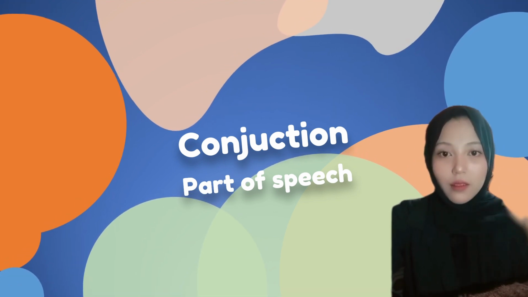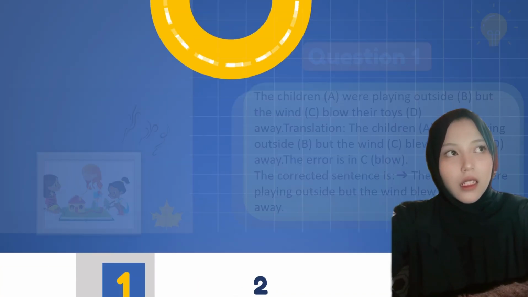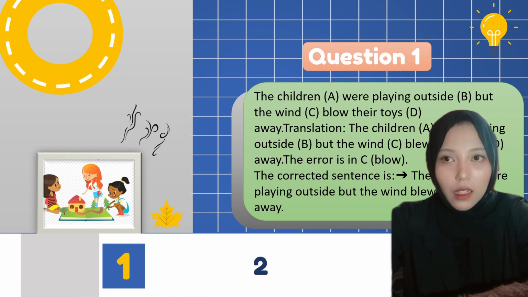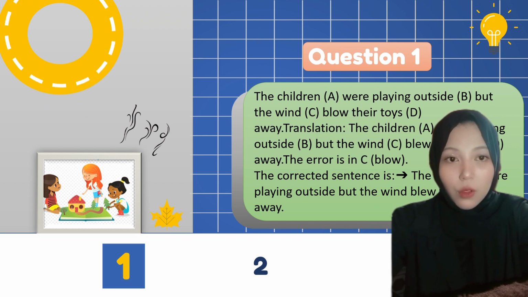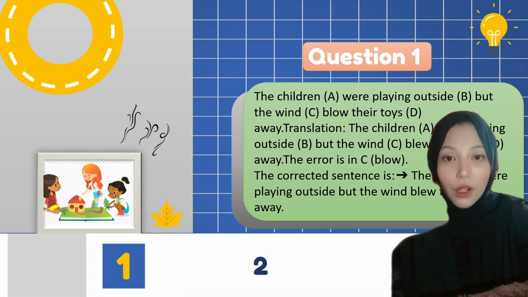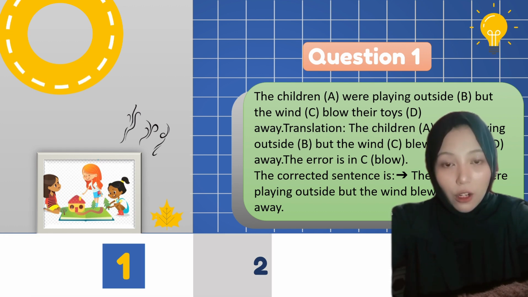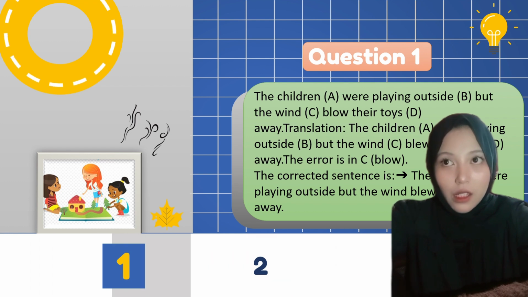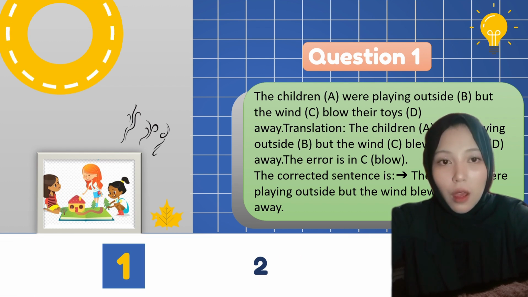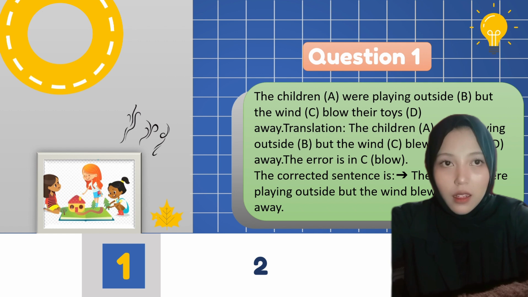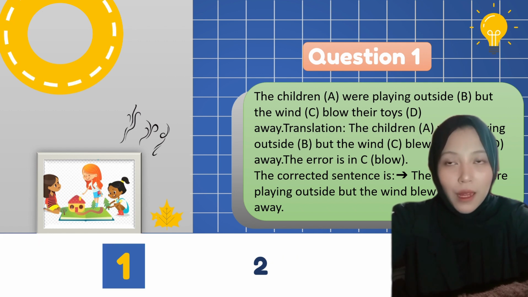Question number 1. The children were playing outside, but the wind blew their toys. The error is in the verb, which should be past tense, blew. The correct sentence: the children were playing outside, but the wind blew their toys.